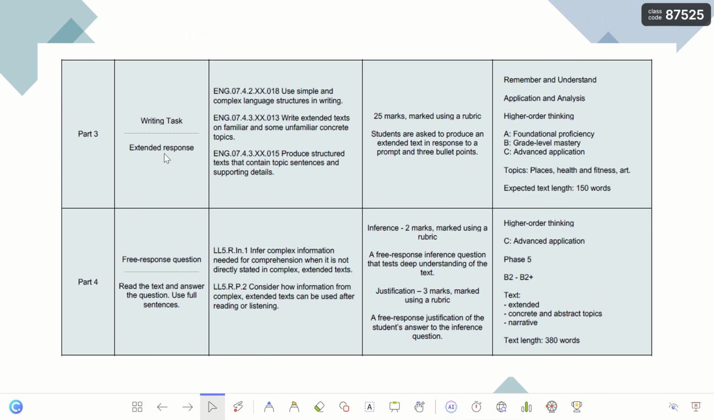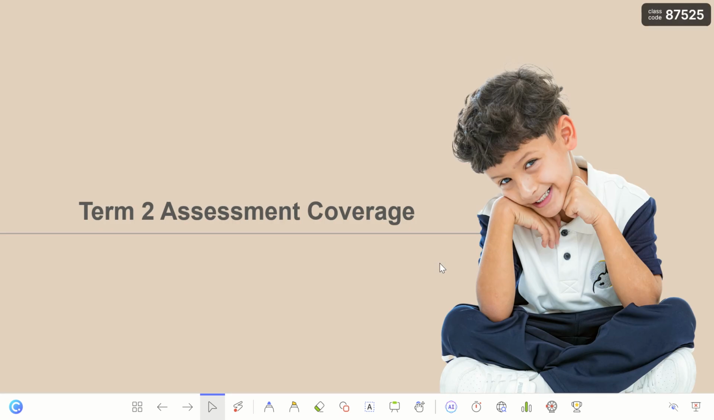Then the writing, the extended response, the essay itself, produce an extended text in response to a prompt and the 3 bullet points. Okay, so here you're going to write your full essay. This one weighs 25 marks. Then the inference and the justification, as what I just said, test deep understanding of a text. Then justification, students answer to the inference question, mentioning evidence from the text. Okay.